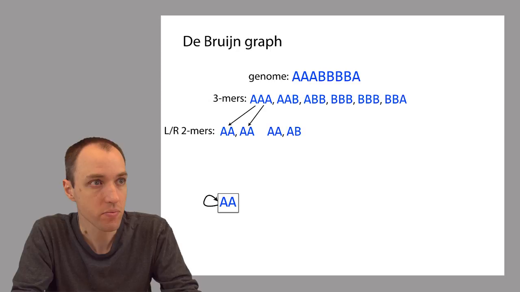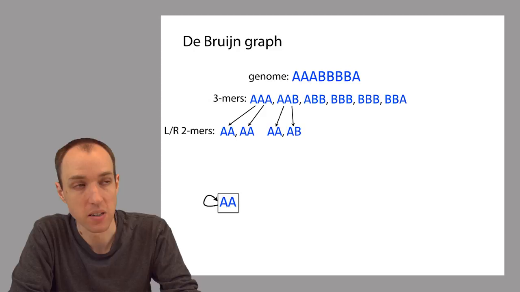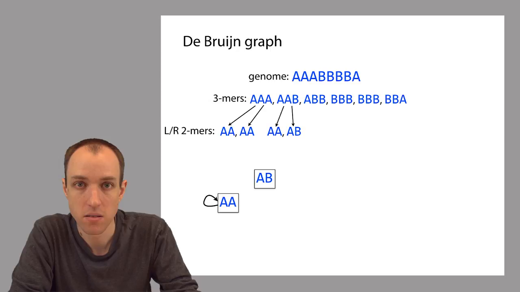Now let's add the second k-mer. So again, we're going to look at its left and right 2-mers, which in this case are AA and AB. We'll add a node for the left 2-mer if needed, but in this case it's not needed because AA is already there. And then we'll add a node for the right 2-mer, which is AB. And then we'll add a directed edge from the left to the right 2-mer, so from AA to AB.